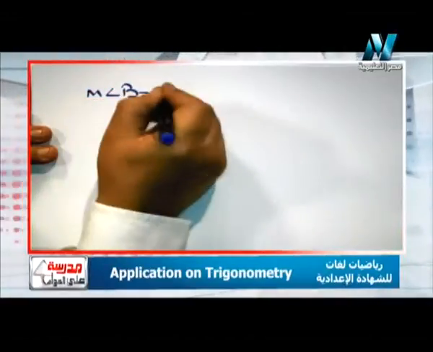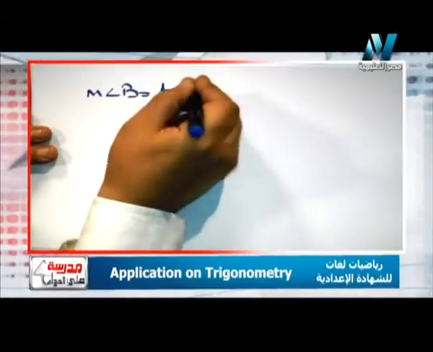Of course, the angle here will be in decimals, and we don't work on decimals for the angles. So I'm going to press the button that converts the decimals to degrees, minutes, and seconds. I'm going to write here, measure angle B, which is the inverse of tan of 8 over 3.